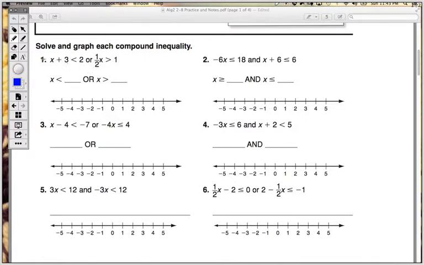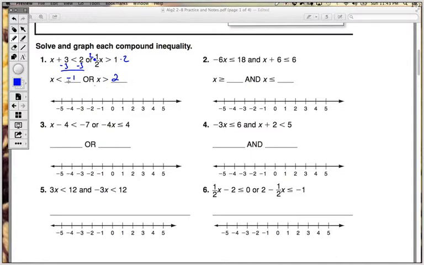So for the first one, I look at it and I say, if I subtract 3 from both sides, then I would have x is less than -1. Or on the other one, if I want to simplify this x, I would make a 1 by multiplying by 2 on both sides. That would give me x is greater than 2. All right. So x is less than -1.